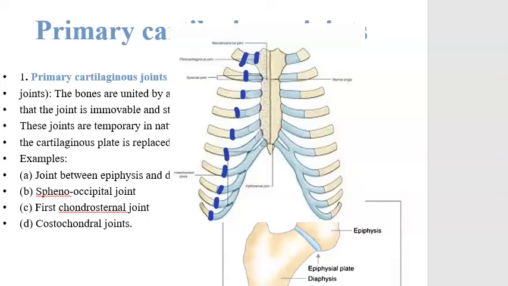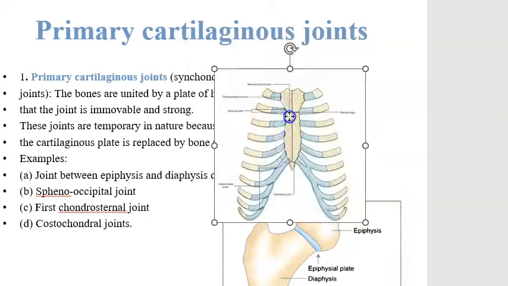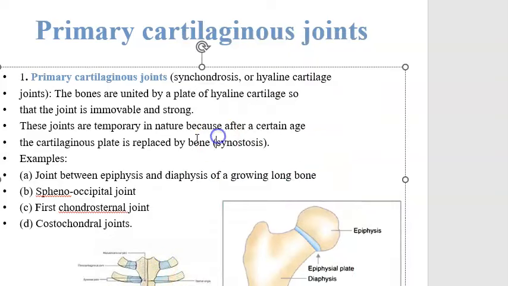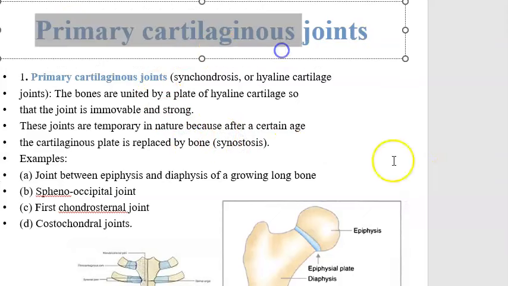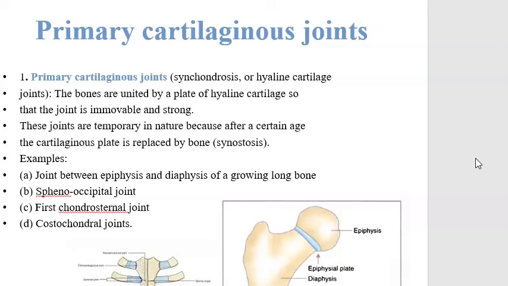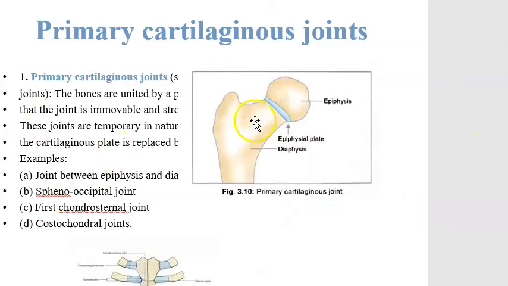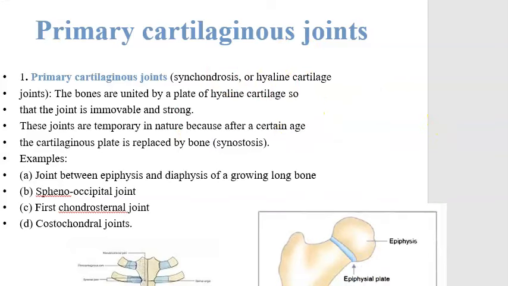So what happens? These all will later become calcified and get replaced by bone. This is called synostosis. What will happen to this primary cartilaginous joint? They'll become bone after some years. Okay, so that is why when you take an X-ray of a person who is below 18, you will see this gap between epiphysis and diaphysis. But in me, if you take this X-ray, you will not see a gap because this cartilage, that is hyaline cartilage, the primary cartilaginous joint, has become bone. Okay, so you understood the importance of primary cartilaginous joints.